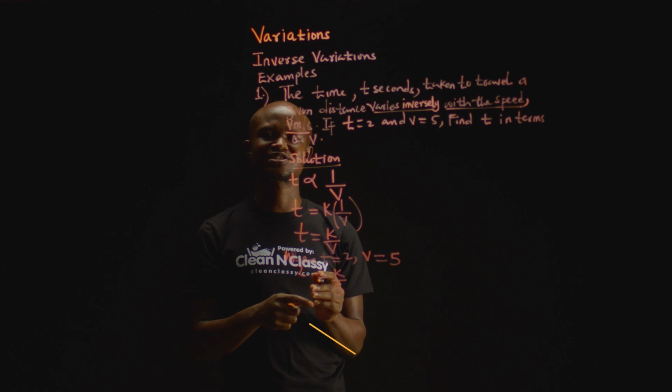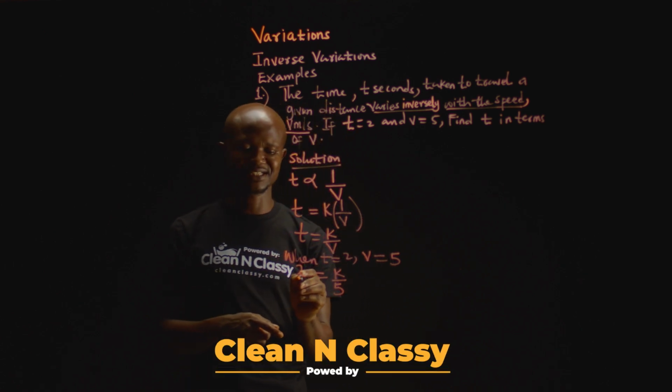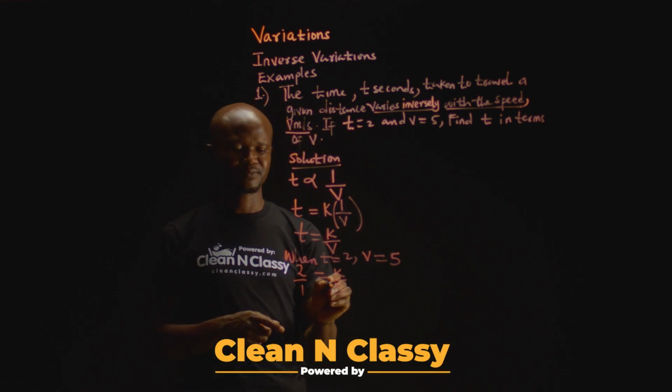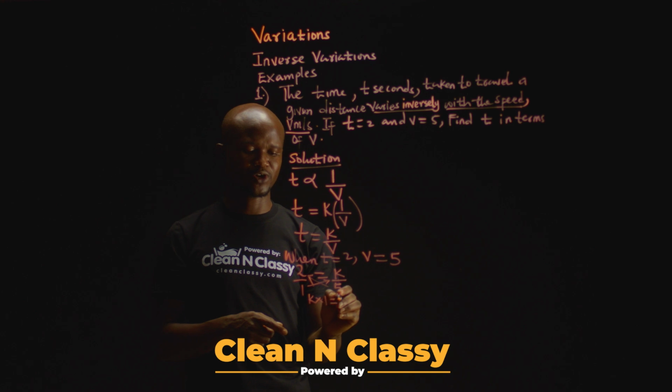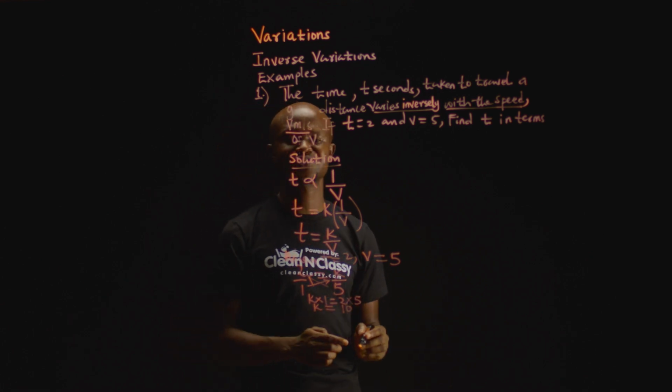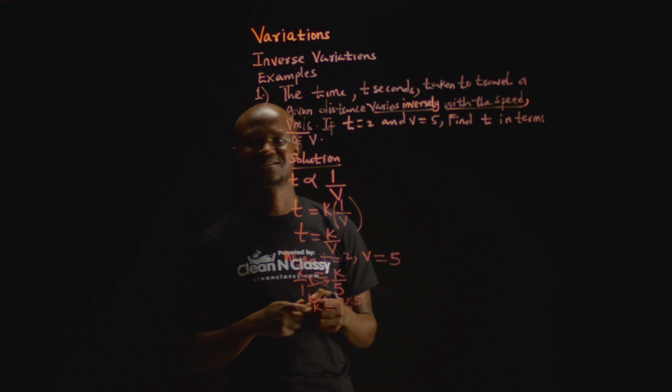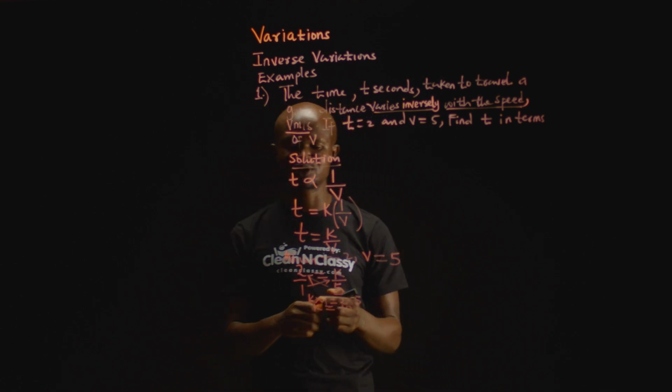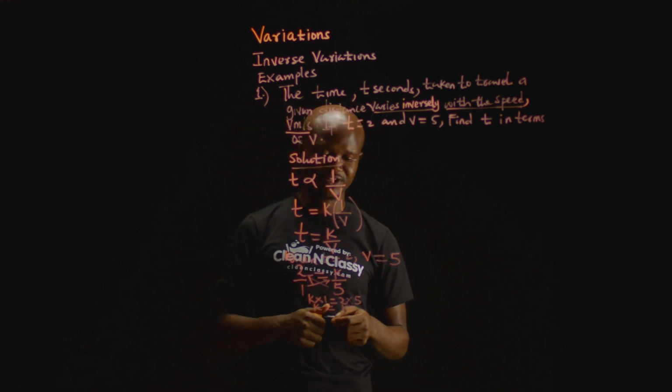We need to cross multiply, because this is like 2 over 1. By cross multiplying, k times 1 is equal to 2 times 5, meaning that k equals 10. 2 times 5 is equal to 10. So the value of k is 10.